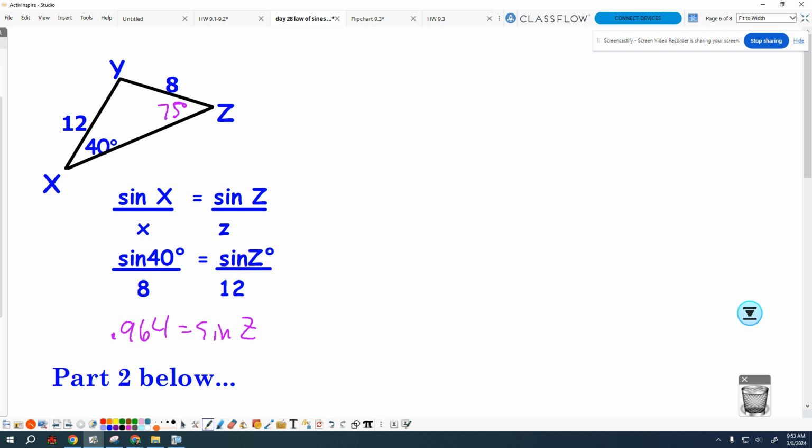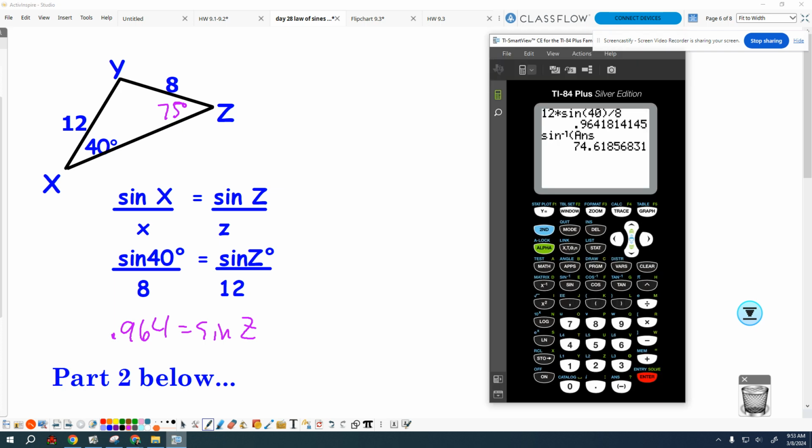So now we can do 75 plus 40 minus. Actually, yeah. Serene, are you okay with that? But how does the 0.964? Serene, its sine of the angle is 0.964. How do we find the angle? We do sine inverse. Put in the ratio. Yeah? Okay.